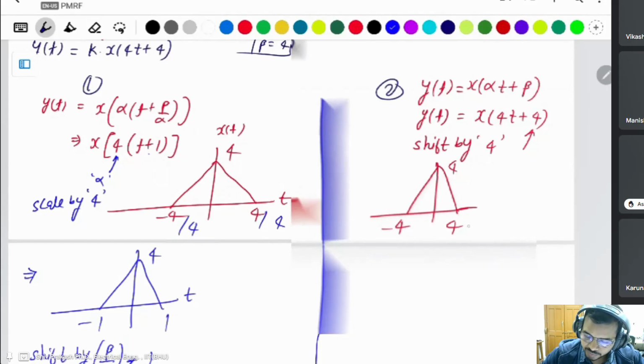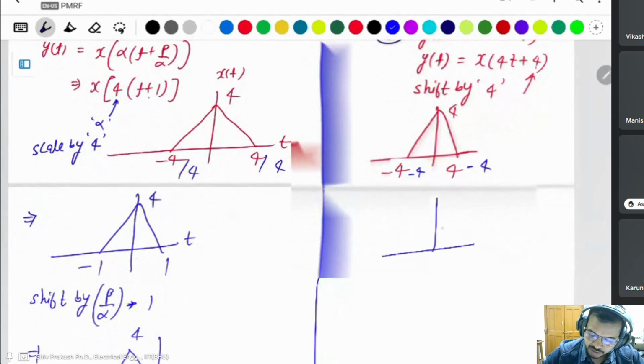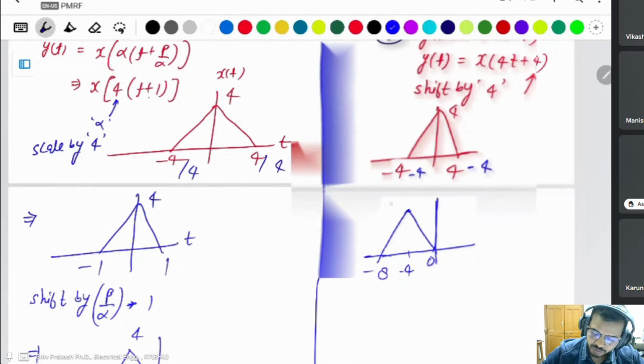Then for the positive shift, subtract 4, minus 4 here. For the shifting, we will get this signal. 4 minus 4 is 0, and minus 4 minus 4 is minus 8. This is minus 8, and the middle one is minus 4. This is the 4. Same thing.